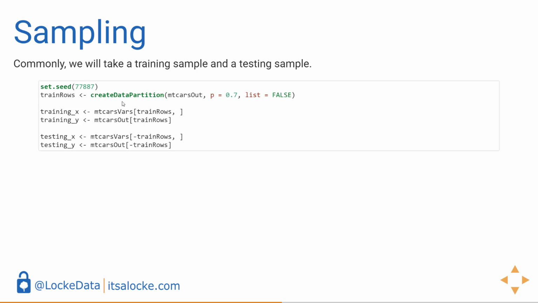So caret has a very handy function for when we're working with binomial or categorical variables. The caret function create data partition allows us to specify our sample size. So in this case, 70% training sample. And what it will do is it will maintain the class ratio. So when I perform sampling, I like to sample with an unbalanced class because my data is unbalanced.